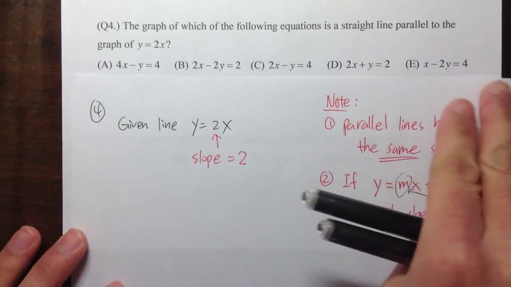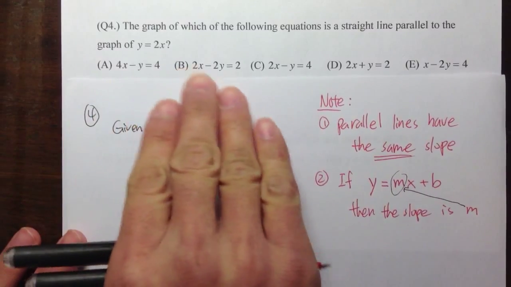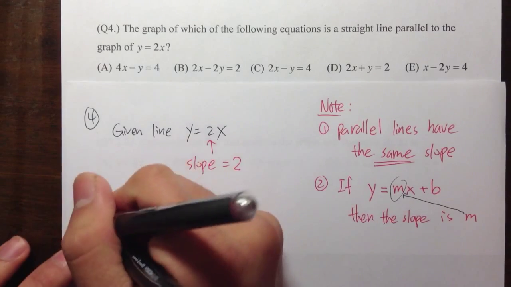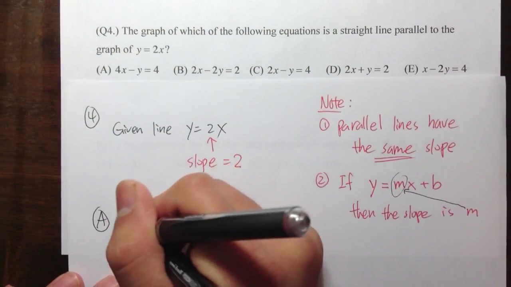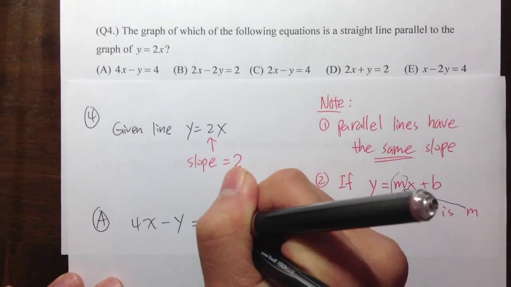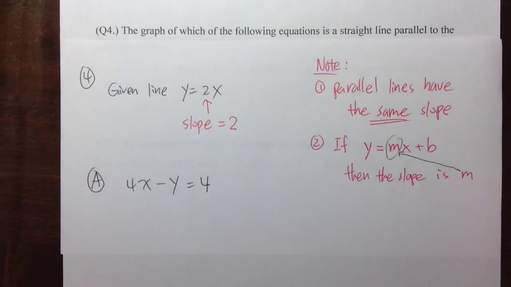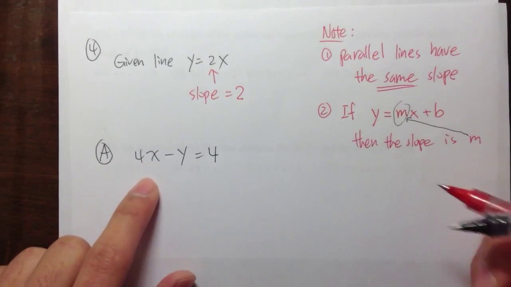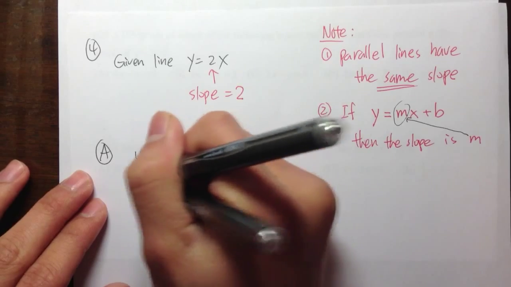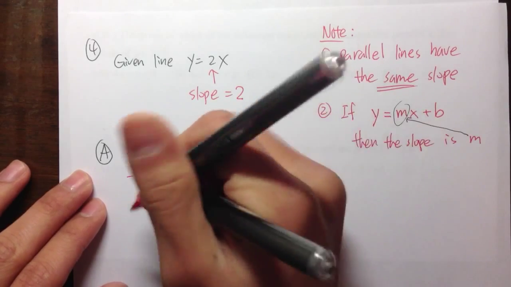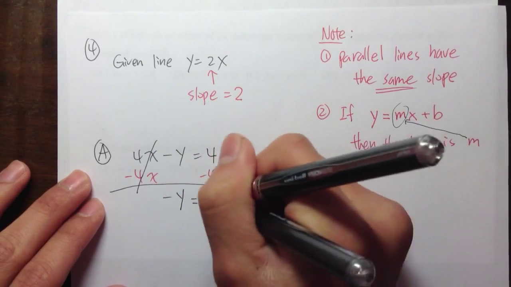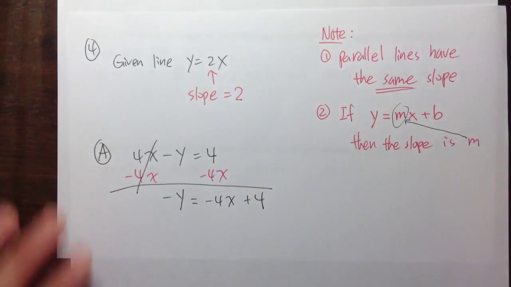We just have to work out these equations, isolate the y, and look for the number in front of the x. So check the first one: 4x minus y equals 4. We just have to work with the answer choices. I want to isolate the y, so let's subtract 4x on both sides. They cancel, and then we get negative y equals negative 4x plus 4.